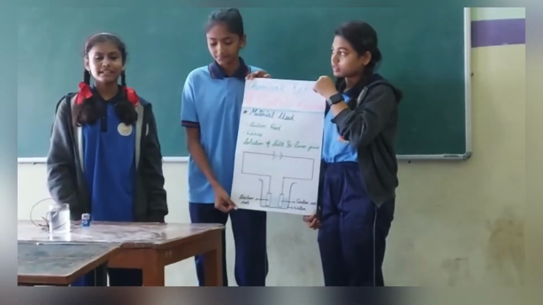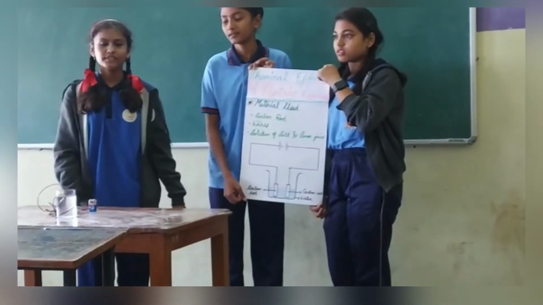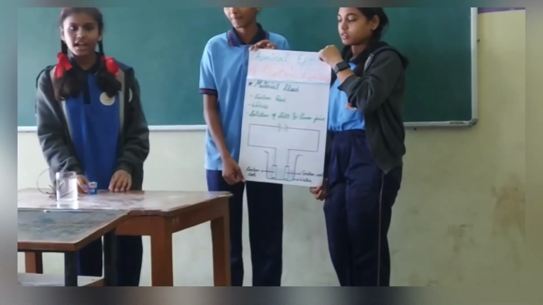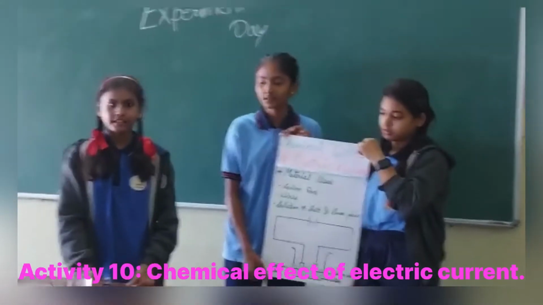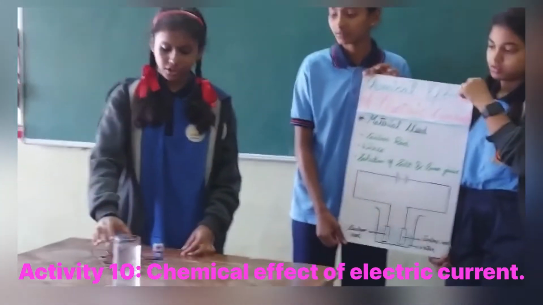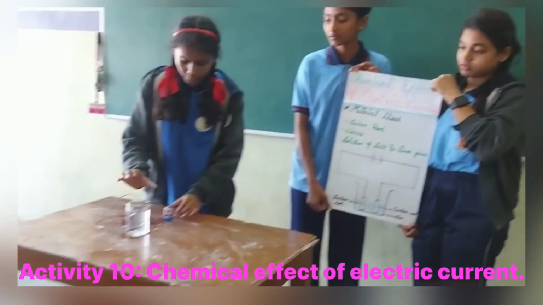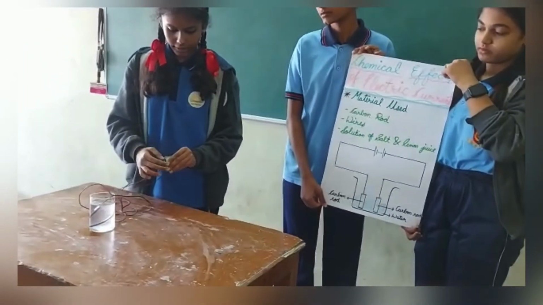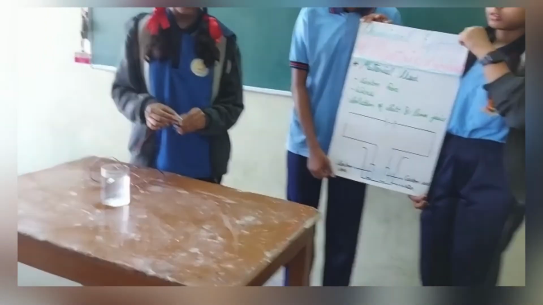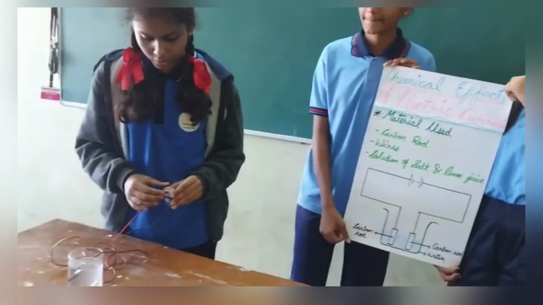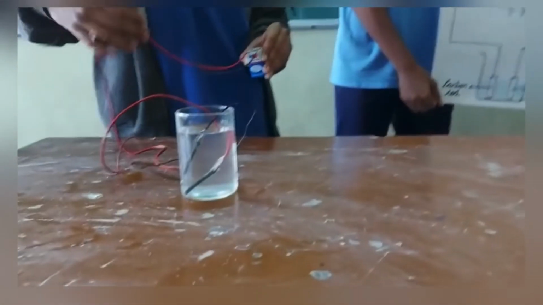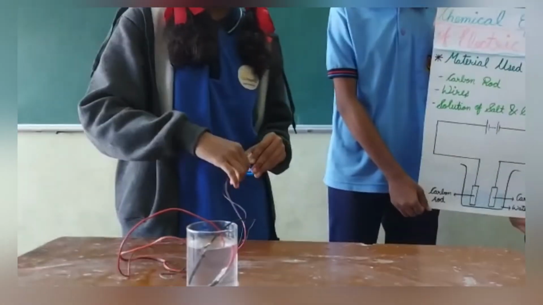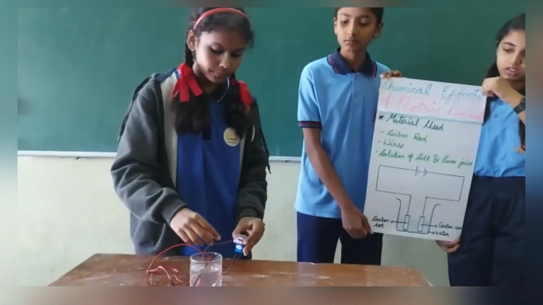Good morning everyone. Me and my teammates are going to perform an activity of chapter 14. So today I have taken a battery, wire and two carbon rods and a solution of salt. So the black wire is connected to the negative terminal and the red wire is connected to the positive terminal. So the positive terminal is connected to one carbon and the negative terminal is connected to the other carbon.